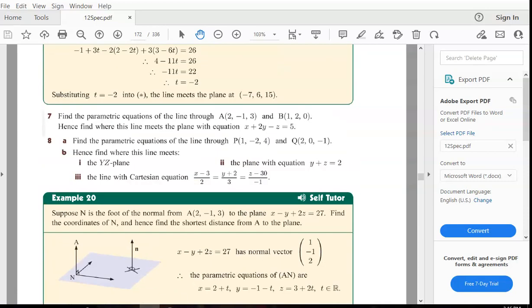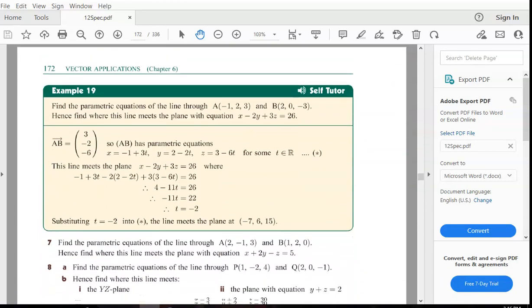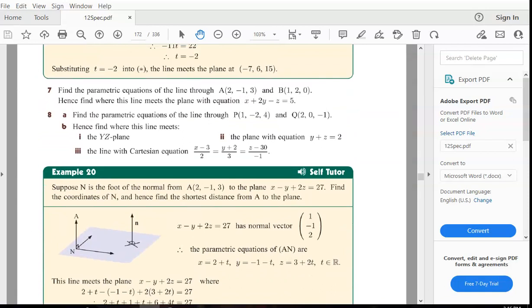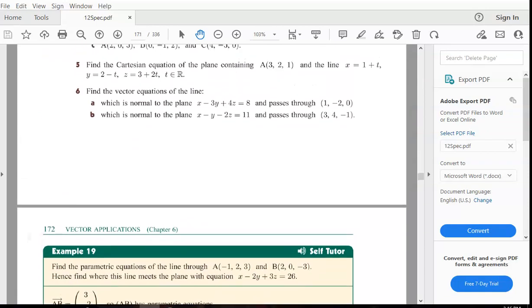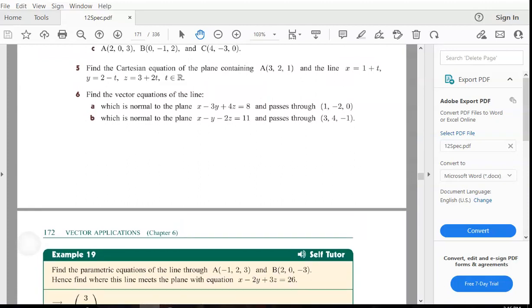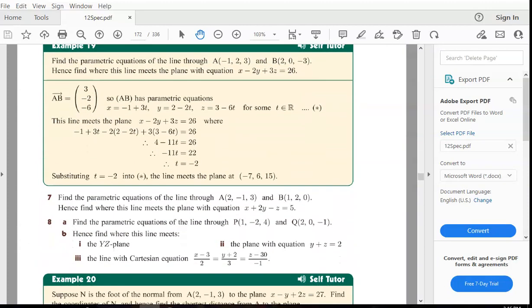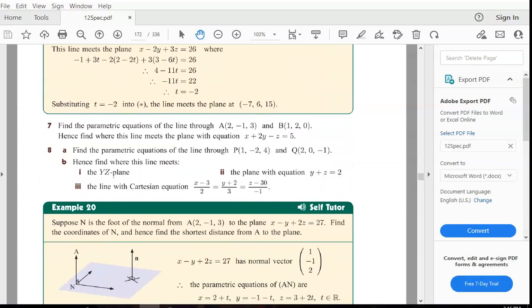Question 7, did I jump to 7? No, that's fine. So 7, no, that's right. Find the parametric equation of the line through A and B and find where the line meets the plane. So you're going to find the parametric equation of a line.